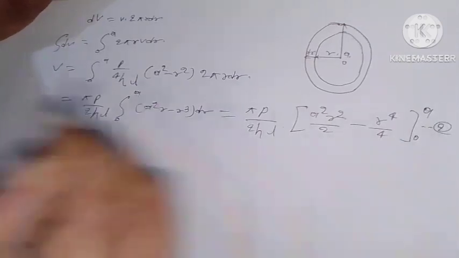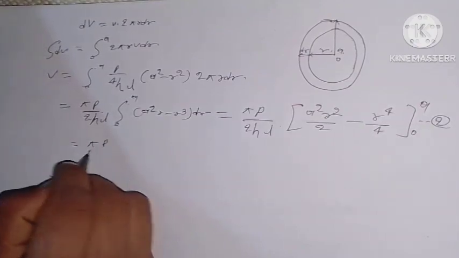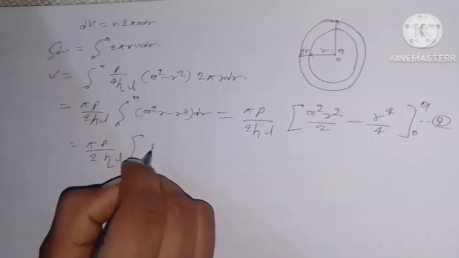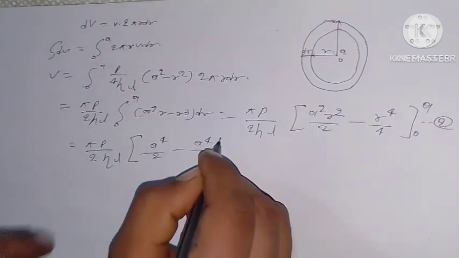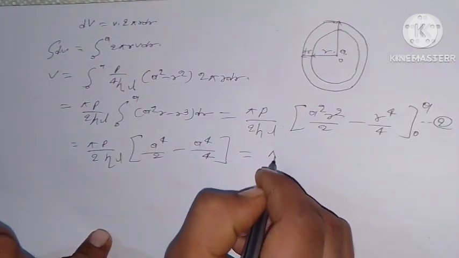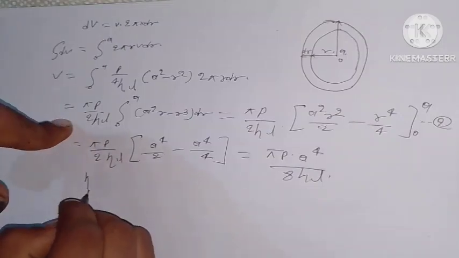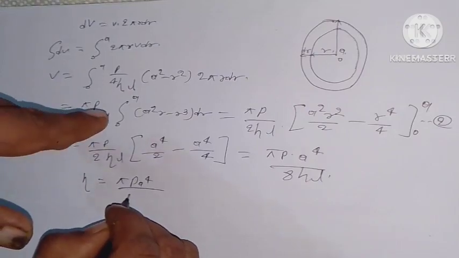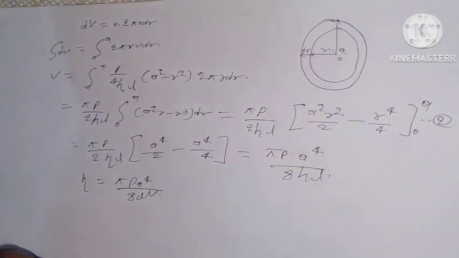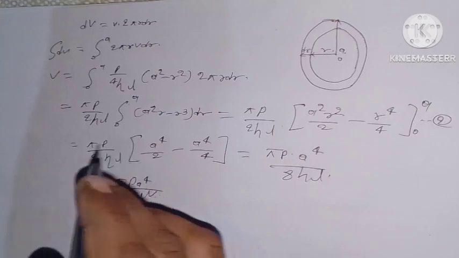This is equation number second. Then pi P upon 2 eta L into A to the power 4 by 2 minus A to the power 4 by 4. If we solve this equation, then we get pi P A to the power 4 upon 8 eta L, and eta equals pi P A to the power 4 upon 8 L V. Thus, knowing P, A, L and V, the coefficient of viscosity can be determined.